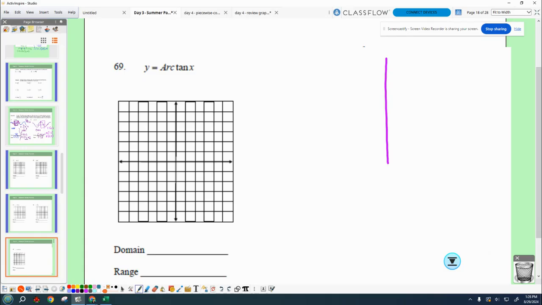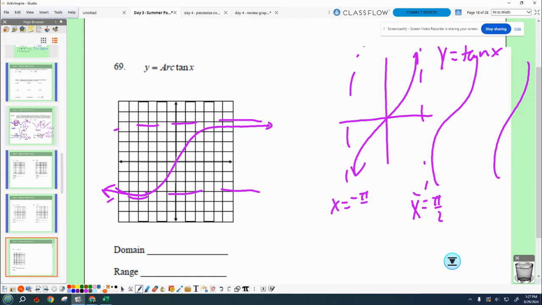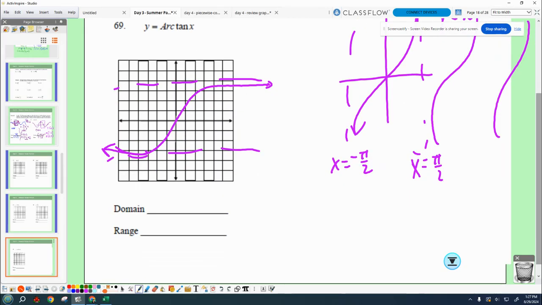Okay, you guys are doing the air writing good? It's that over and over and over again. The restriction is really, really nice. Arctan. Where are these vertical asymptotes on tangent? Pi over 2. Just to be mean.